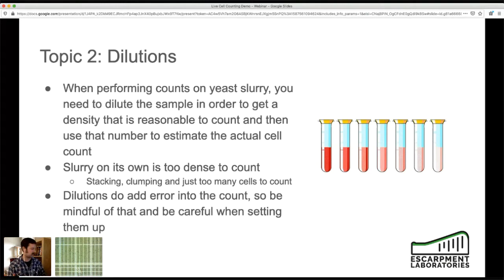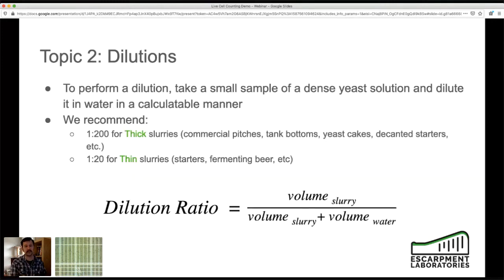Something to remember, especially if you're working with these 10 mil pipettes, is that all your equipment has an inherent error to it. So always keep that in mind. And then there are also techniques that you need to use to make sure that you aren't introducing technician error as well. So always be mindful of that and work around it whenever you're setting up. When we're doing dilutions, to perform a dilution, you're going to take a small sample of your dense yeast solution and then dilute it in water in a calculable manner.